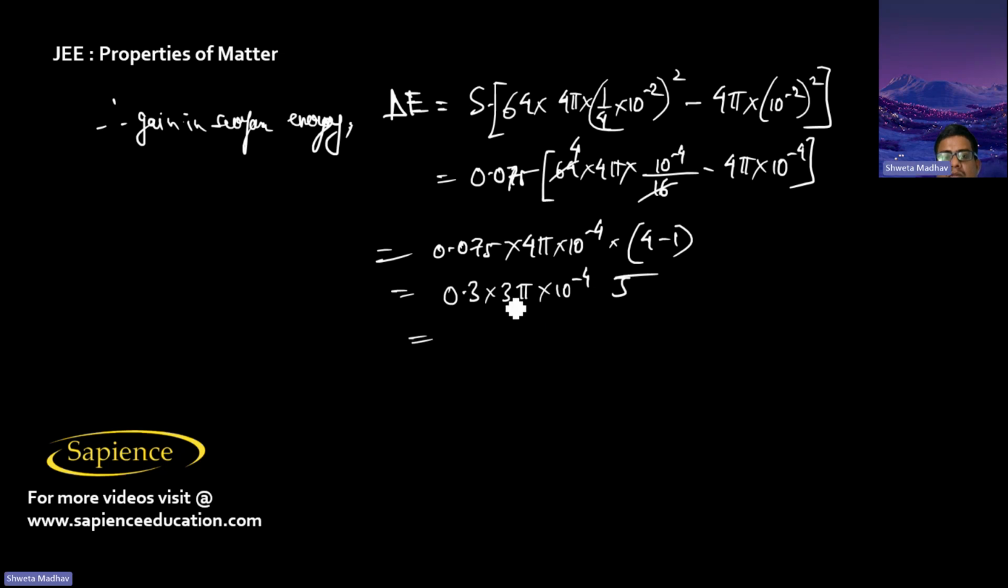So this will be 3 pi, that is 9.42, into 0.3 into 10 power minus 4 joule. So it is 3 4 12, 3 9 27, which gives 1.026 into 10 power minus 4 joule.